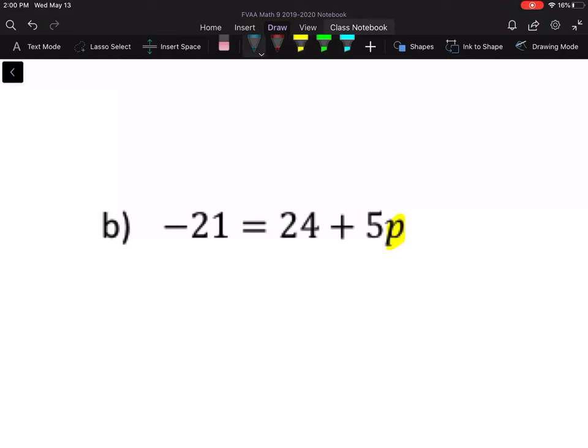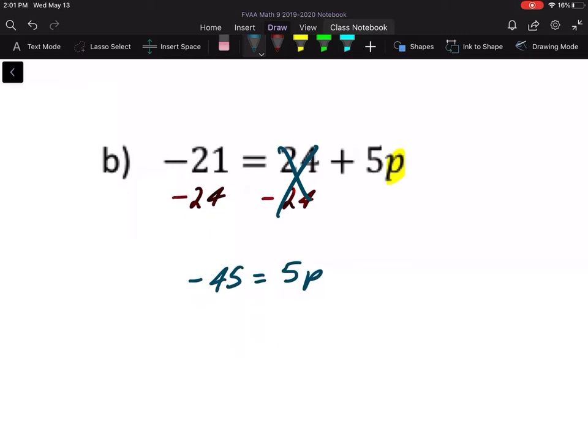It's positive 24, so 24 minus 24 is going to equal 0. Okay, and whatever I do, hang on, put that in red. So minus 24, minus 24. Okay, and whatever I do to one side, I have to do to the other side. That's always have to do that. 24's cancel out. And I'm left with negative 45 is equal to 5p.